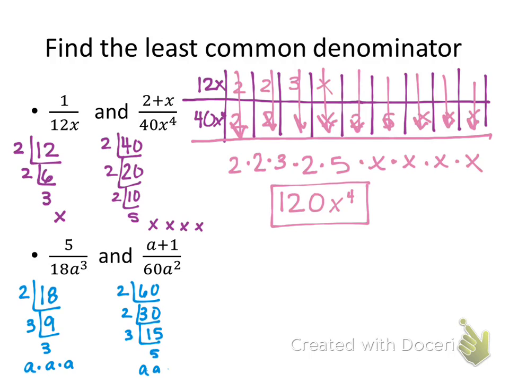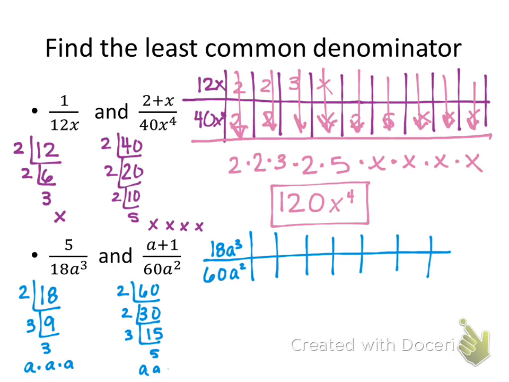So now I'm going to make my factor boxes. So I have 18, a to the 3rd, 60, a squared, so I'm going to put in my factors. So I've got 2, 3, 3, a, and a. And then I've got 2, and then I have another 2, so I'm going to put it in its own factor box back here. Then a 3, and then an a, and an a.